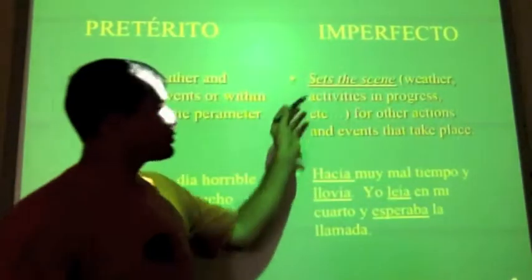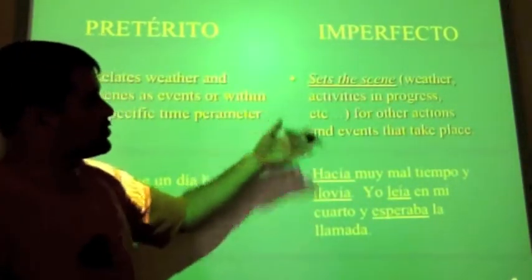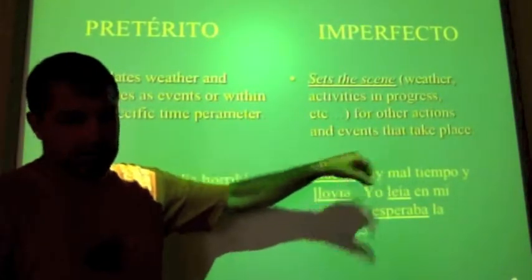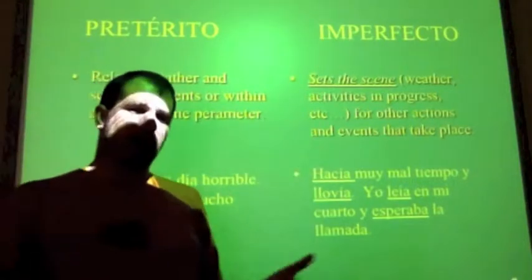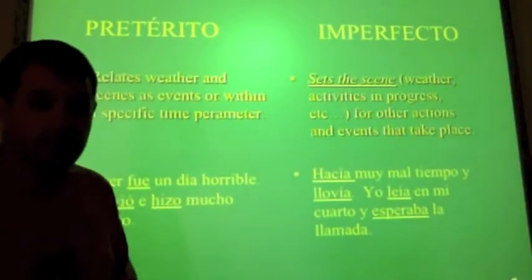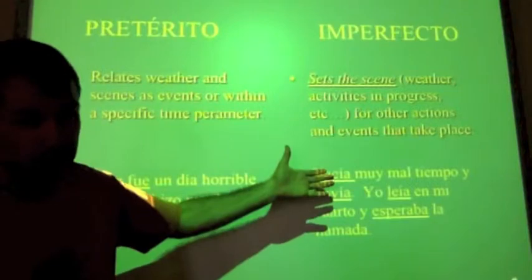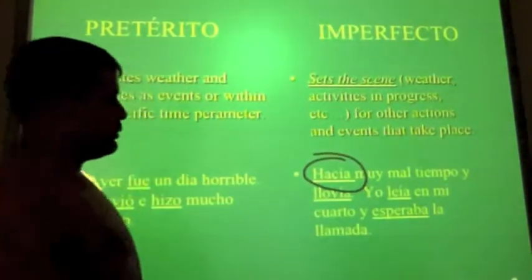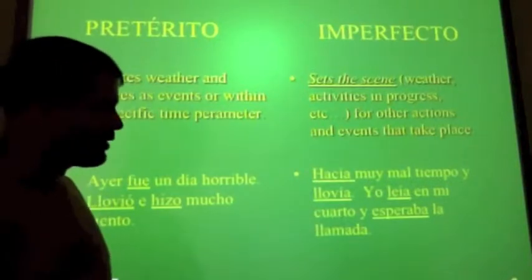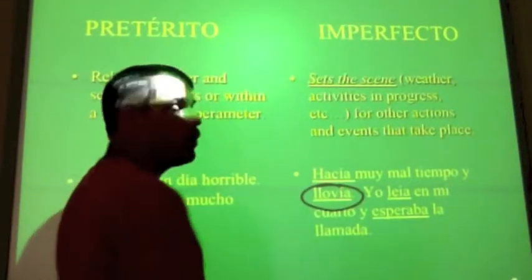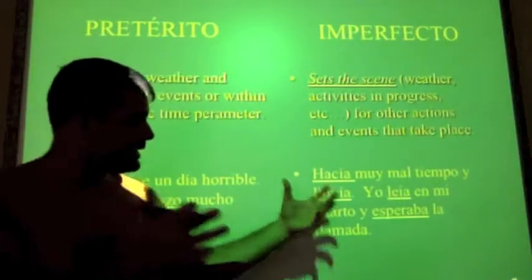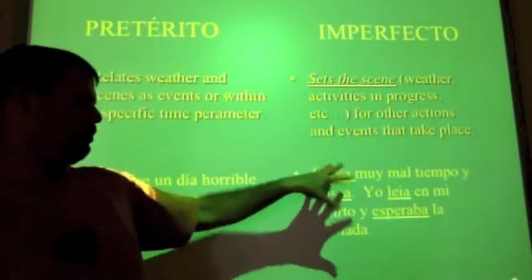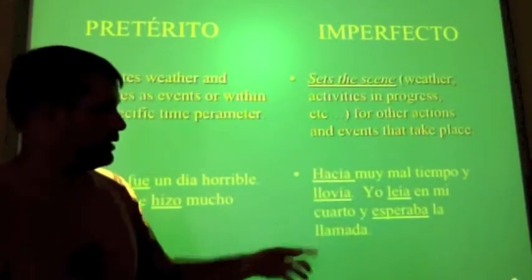As opposed to, we talk about weather in the past in general when we're just setting the scene for other actions and events that take place. So if we're just describing the conditions surrounding some other event, then we'll use the imperfect to talk about weather conditions. So, hacía muy mal tiempo. It wasn't very good weather. Y llovía, and it was raining. Notice how in English we drag these out. We drag the time out by saying was and were doing something. So it wasn't very good weather, and it was raining.